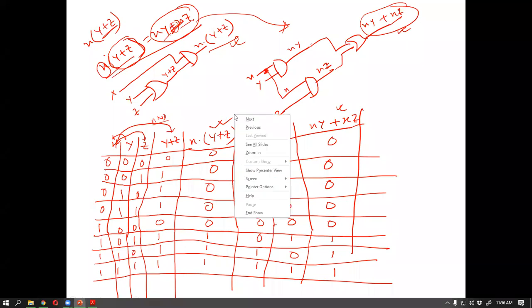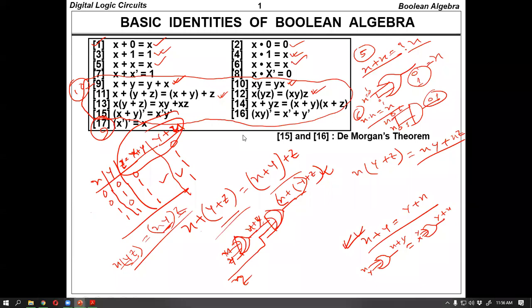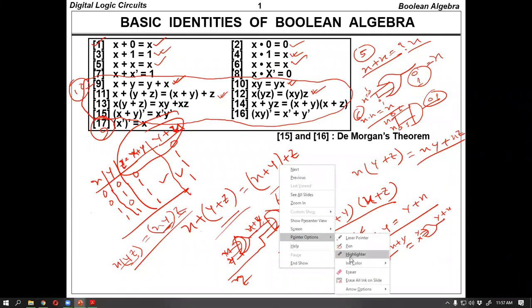Okay, this is already clear. That was number 13. Now number 14. This is your assignment. X plus YZ is equal to this and this multiplied, this and this OR, and this and this OR. Just multiply: X plus Y and X plus Z. This is your another formula. Now you prove this.